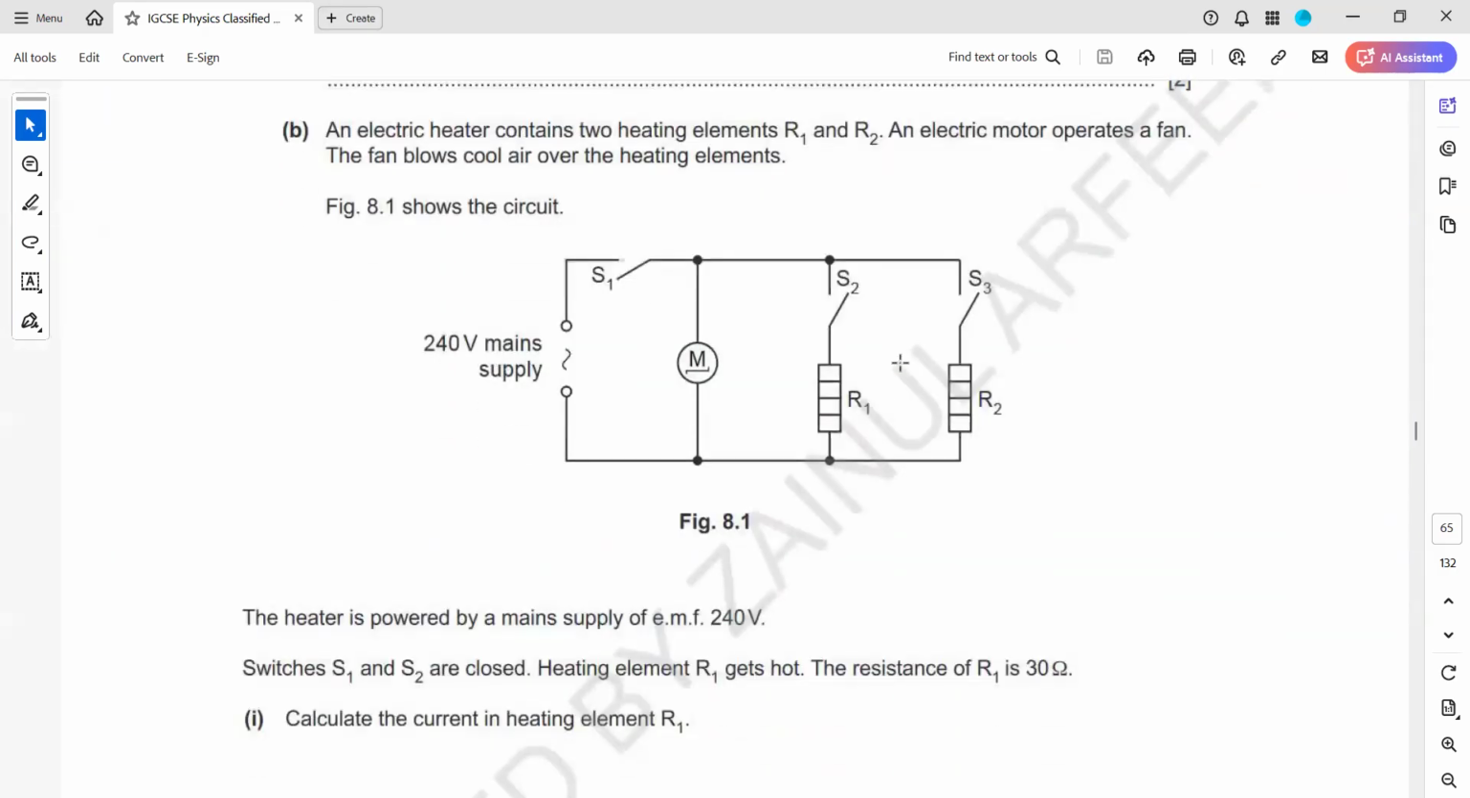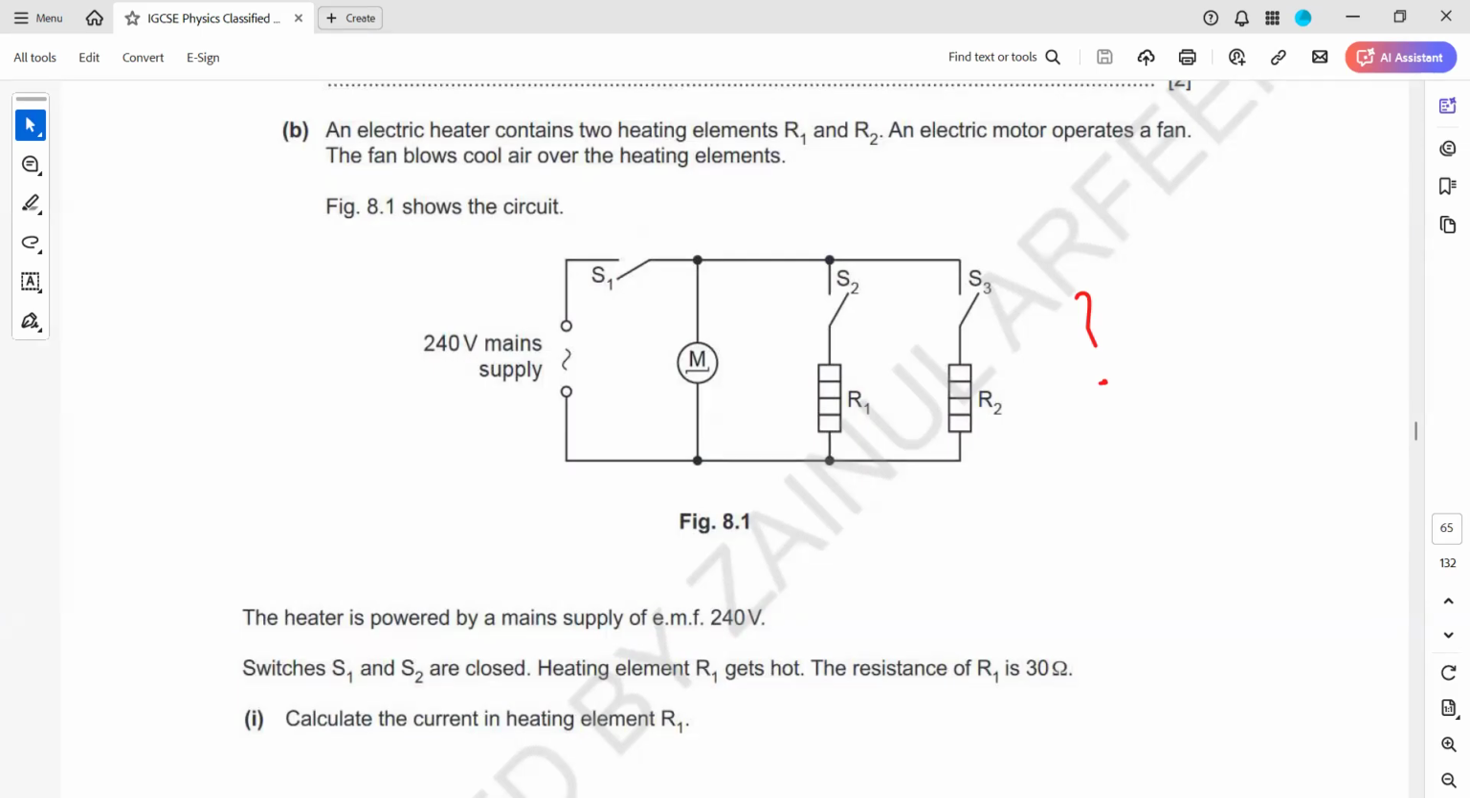The next is: an electric heater contains two heating elements R1 and R2. An electric motor operates a fan which blows the cool air over the heating elements. How are they connected, parallel or series? Parallel. So they are connected in parallel.